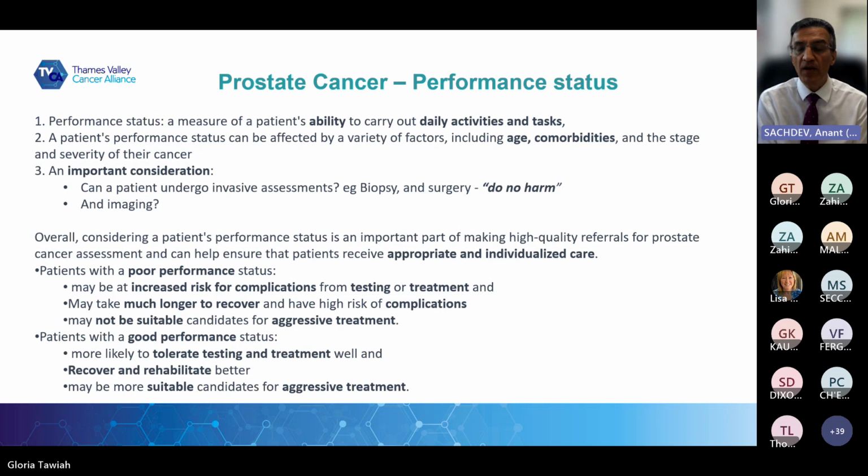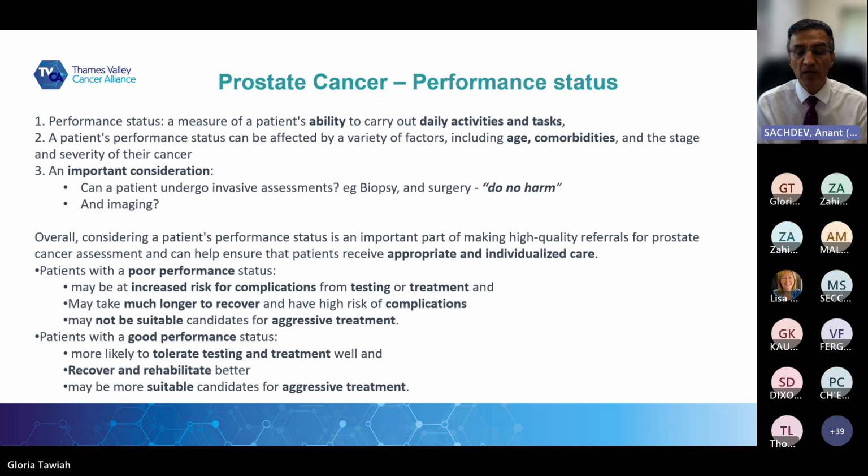It may be you seek advice from the urologist, through advice and guidance or an urgent referral. Because we know that with poor performance status, patients may be at increased risk of complications, either from the testing or treatments, will certainly take much longer to recover and have a high risk of complications. And of course, they may not be suitable for any aggressive treatment.